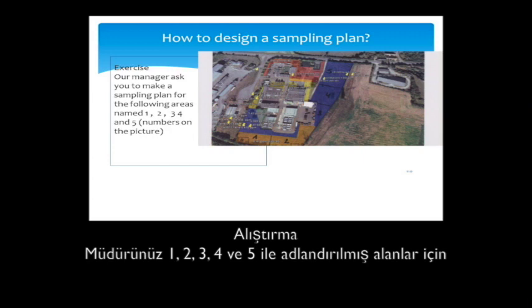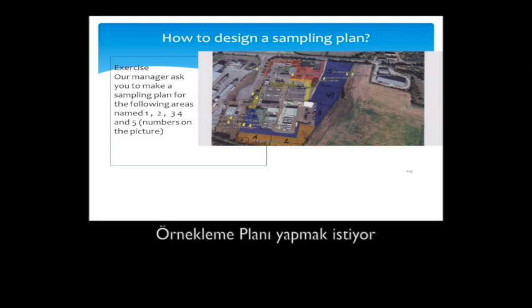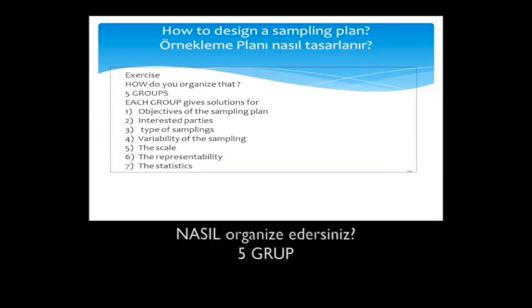We're now doing an exercise. Your manager asks you to make a sampling plan for the following area, numbered 1, 2, 3, 4, and 5. How do you organize that? Generally, we are in a plenary. We now organize 5 groups.